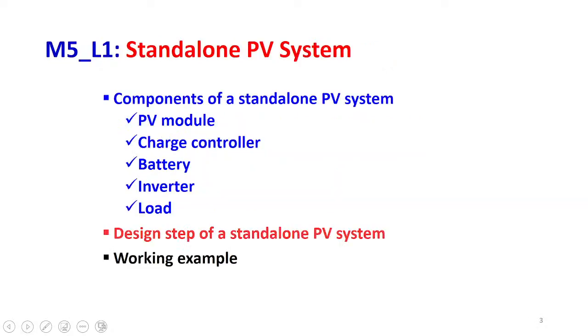In lecture 1 of module 5, we tried to understand the different components of a standalone PV system. The primary components are PV module, source controller, battery, inverter, and then we must have some kind of loads, maybe AC load or maybe DC load. We have also discussed design steps of a standalone PV system, and also solved problems.